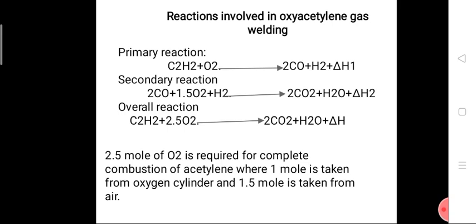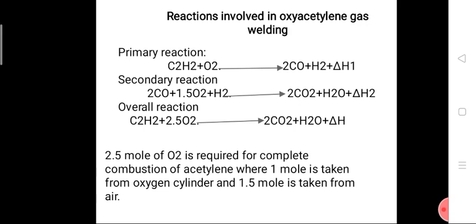In oxyacetylene welding, two reactions take place. First, acetylene is mixed with the oxygen which is provided by the tank. When it reacts, carbon monoxide and hydrogen are produced, and some heat is generated. And then a secondary reaction takes place.